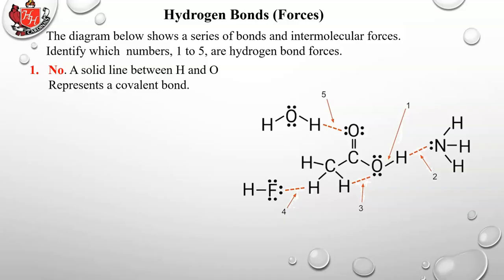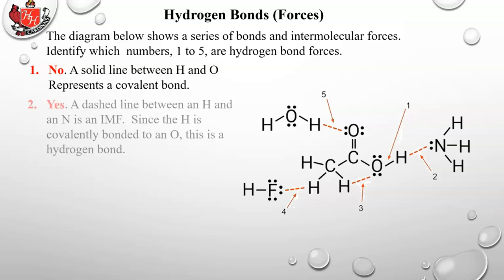How about number 2? There you have a hydrogen covalently bonded to an oxygen, the same one we just saw, and it's attracted to the lone pair of a nitrogen. So that fits the definition for a hydrogen bond. So yes, a dashed line between a hydrogen and a nitrogen is an IMF. Since the hydrogen is covalently bonded to an oxygen, this is a hydrogen bond.